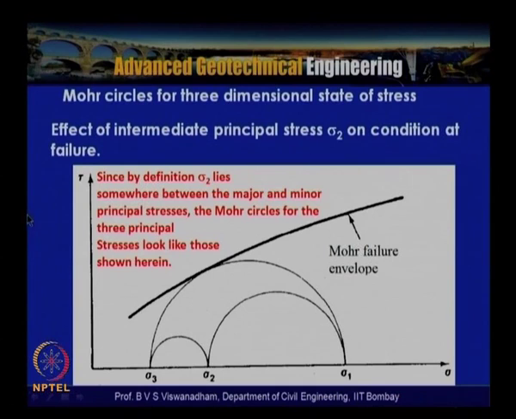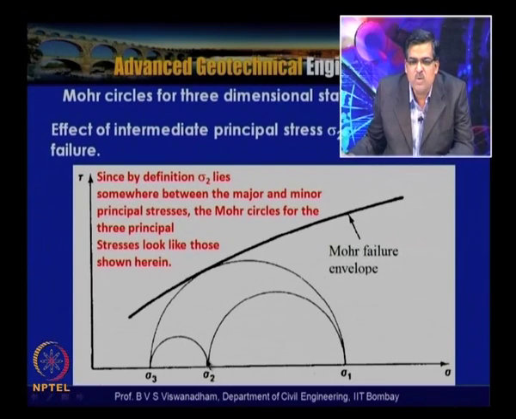If you look at this, when you have sigma 1 and sigma 2, you get a circle like this, and when you have sigma 2 and sigma 3, sigma 2 is nothing but the intermediate principal stress, sigma 3 is the minor principal stress, and sigma 1 is the major principal stress. So sigma 1, sigma 2, sigma 3 are the principal stresses. By definition, sigma 2 lies somewhere between the major principal stress and the minor principal stress.